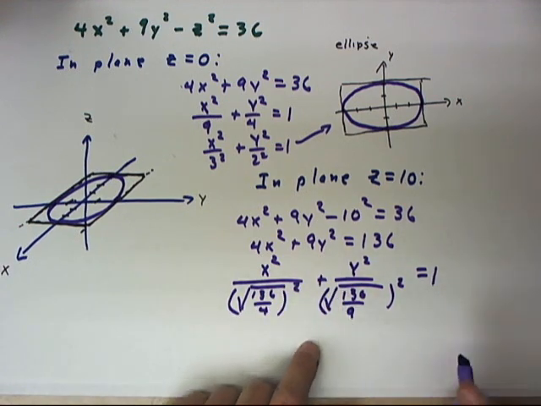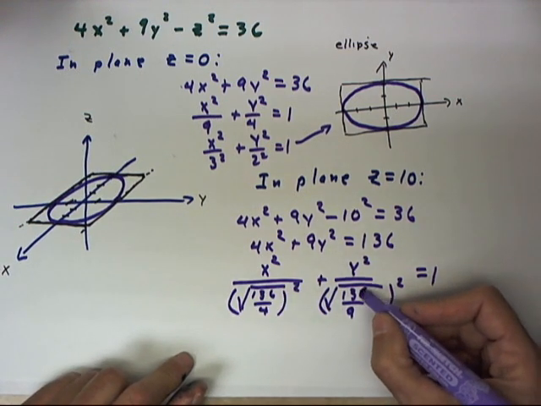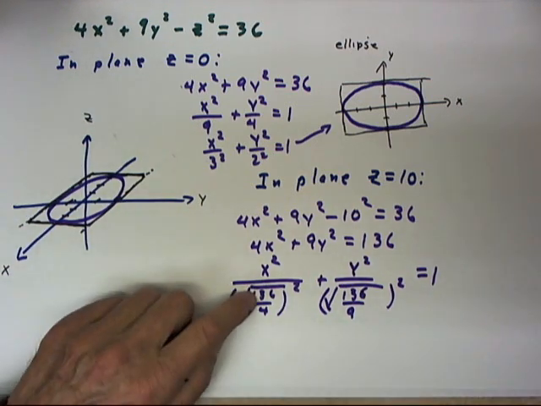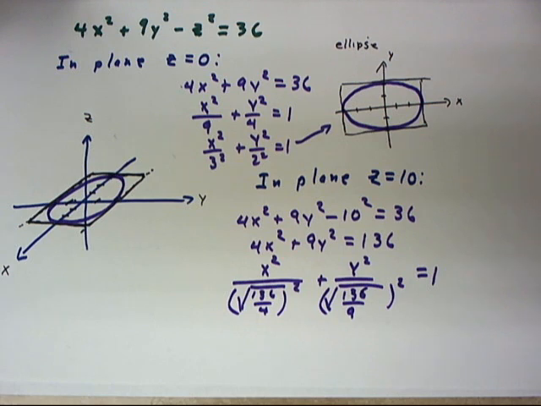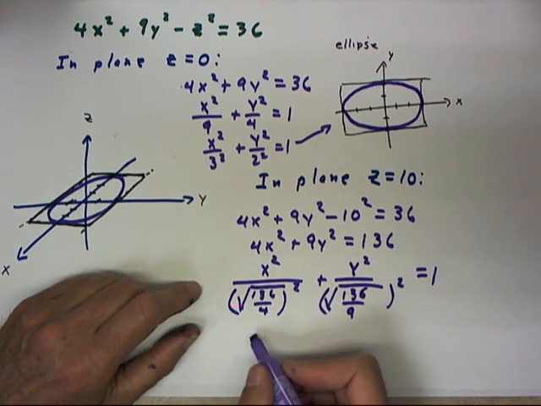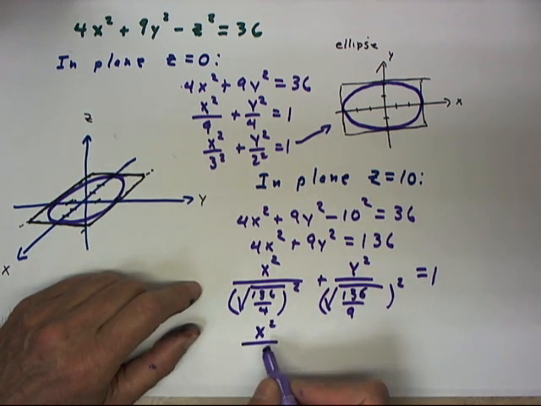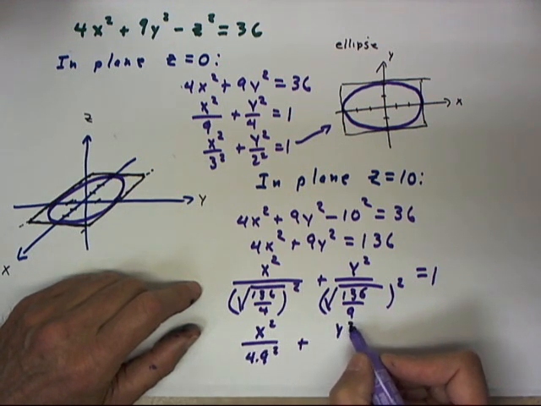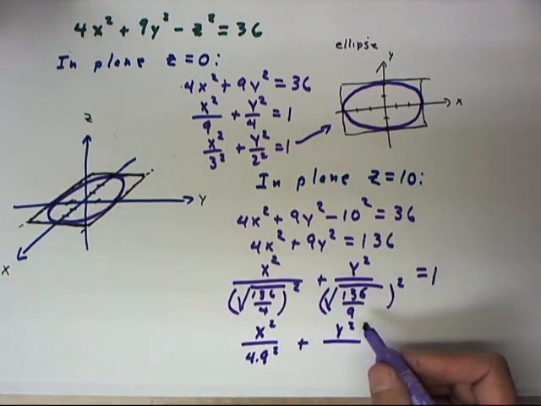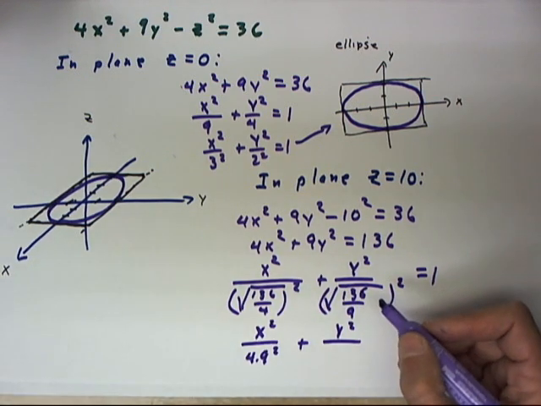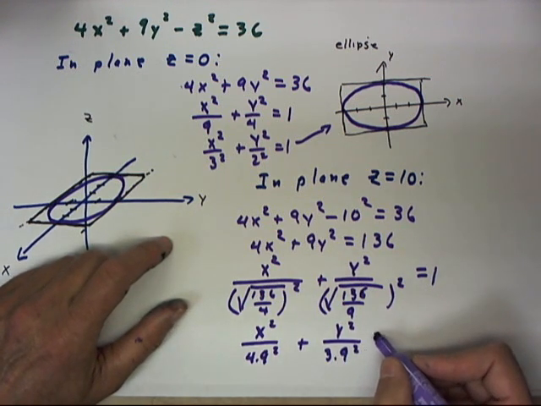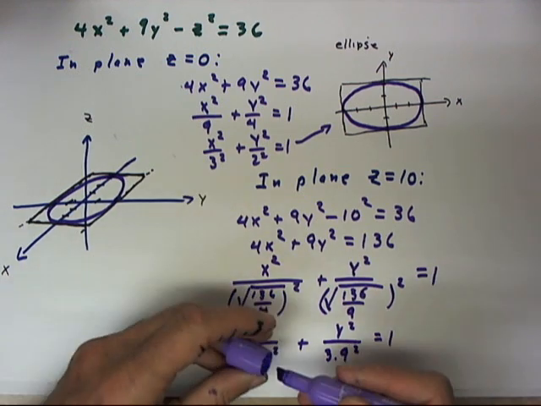Now the rearrangement from here to here is straightforward. Make sure you understand it. 136 over 4 is 24. The square root of 24 is almost 5. So let's say this is x squared over 4.9 squared. 136 divided by 9 is a little over 15, which is a little less than 16. Let's just say that this is 3.9 squared equals 1.